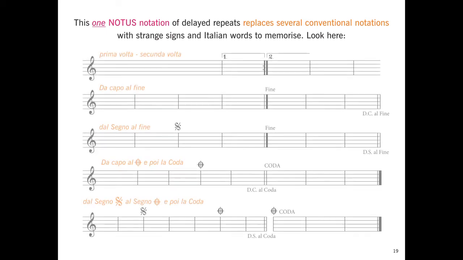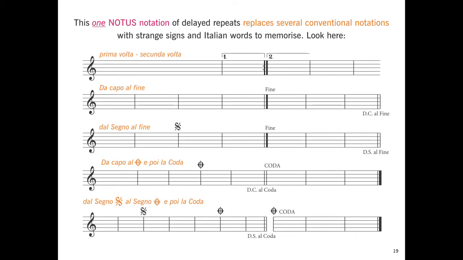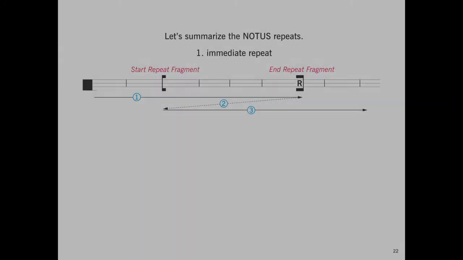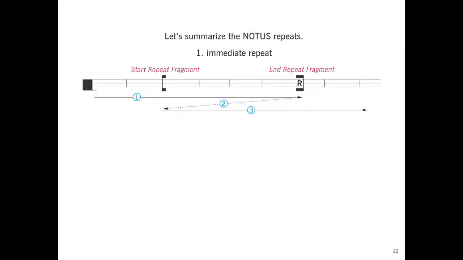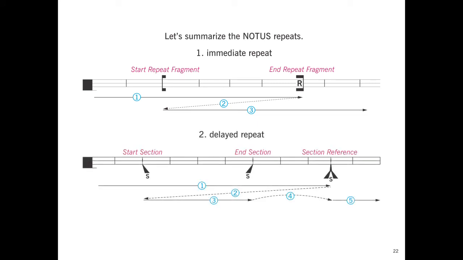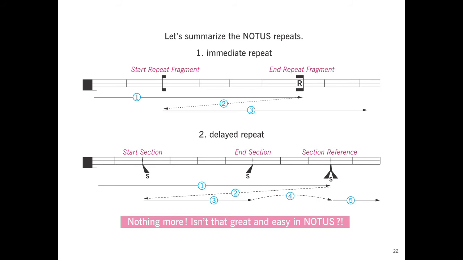This one Nodus notation of delayed repeats replaces several conventional notations with strange signs and Italian words to memorize. Look here. These difficult notations are no longer used in Nodus notation. Let's summarize the Nodus repeats. First, the Nodus immediate repeat. And here the Nodus delayed repeat. Nothing more. Isn't that great and easy in Nodus?